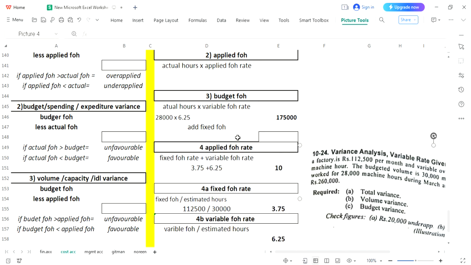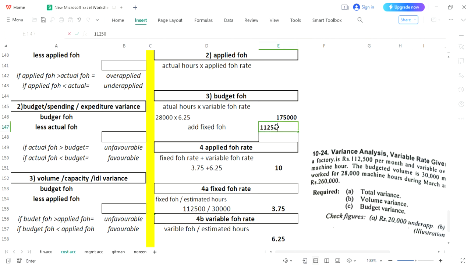So you can directly add 1,12,500 fixed FH, add both. First line answer 1,75,000, add 1,12,500 fixed FH. After adding it, we have got our answer for budget FH. So step by step, we are getting everything which we do need.